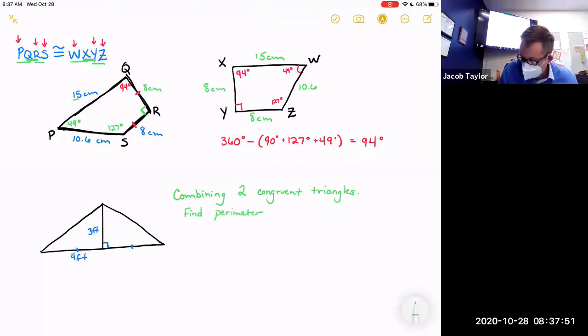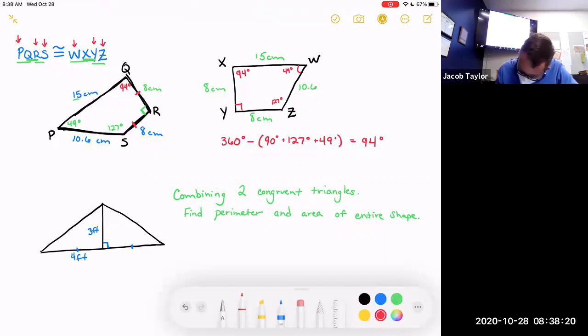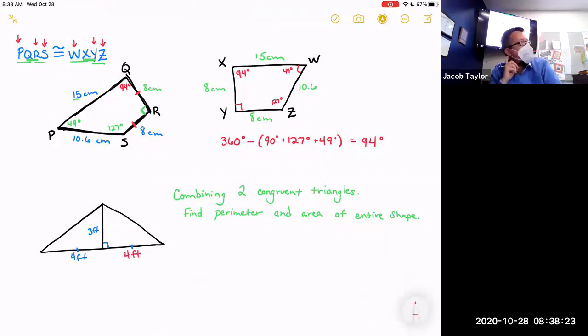I'm combining two congruent triangles. I want you to find the perimeter and the area of the entire shape. How do you know? Yep, because 4 plus 4 is 8. Use your calculator, check me. Sometimes I mess up, but I think 4 plus 4 is 8.